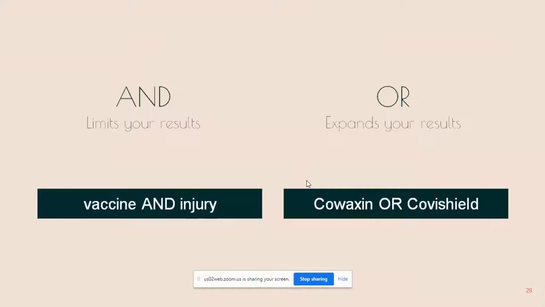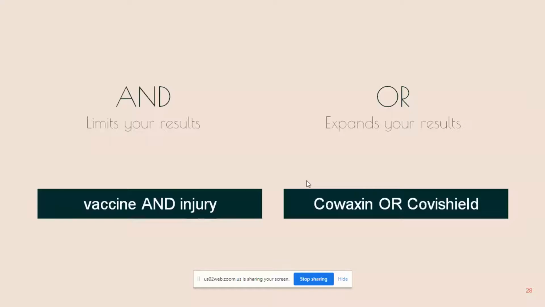For example, when we are searching in Google search engine, use operators like AND. So when you are saying vaccine AND injury, it actually limits your results. So what is happening in this case is that you're getting those results wherein vaccine and injury, both these keywords are used together, right? So this is limiting your results. So you're only talking about vaccine and injury.